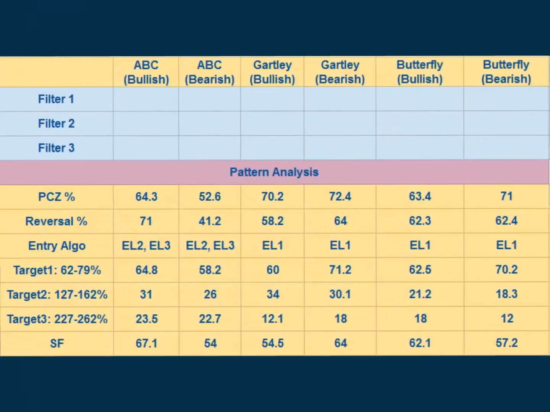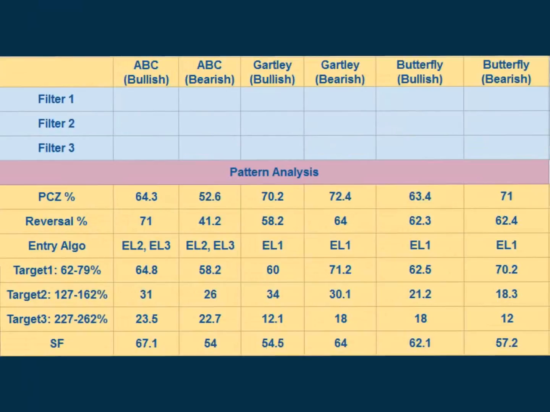So I use some type of an entry algorithm. I have a couple of entry algorithms to enter into the markets. And then my goal is to see how many of these patterns actually reach my first target. My first target is 62 to 79%, the second target is 127 to 162% of the range, and the third target is 227 to 262, which is kind of rare, but it does happen.